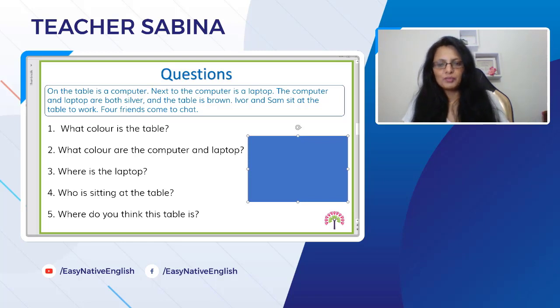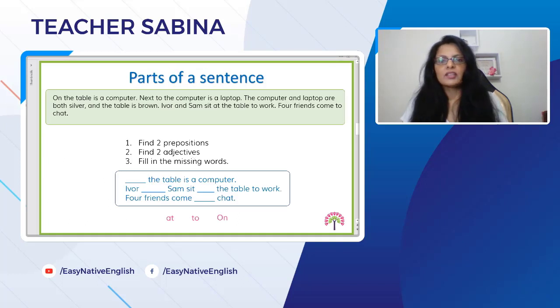Okay then, we can move on from here. So, let's see what the next screen is. Right, so parts of a sentence. We're using the text that we have just looked at, and we are going to now identify two prepositions from the text. Now, a preposition is a word that tells you the position of something. That's the easiest way to understand what a preposition is.